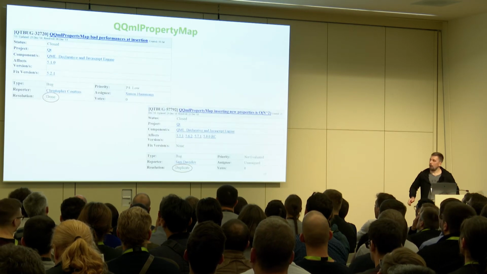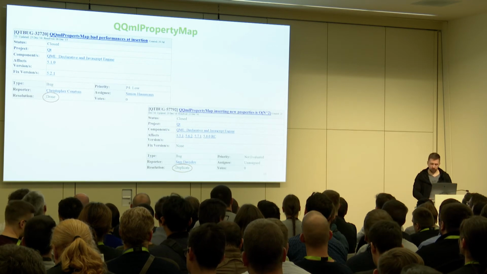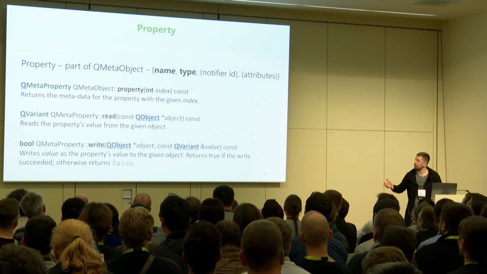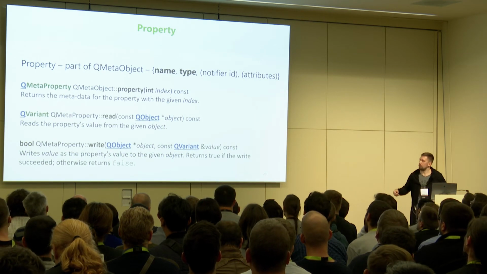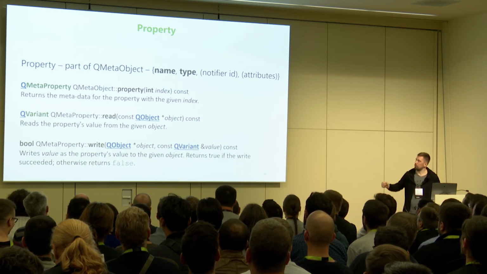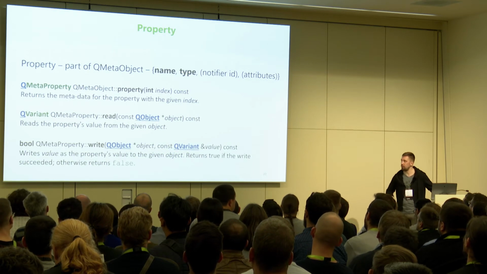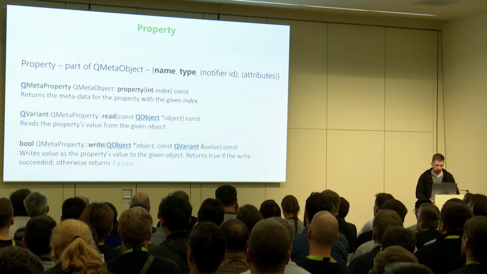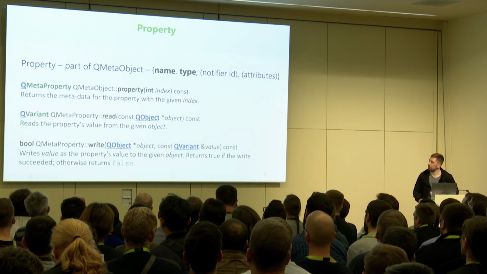Okay. We keep talking about properties, but what is a property exactly? A property itself is just a name and a type, and that's it. A property physically is a part of a table called QMetaObject. It consists of a mandatory name, a type, an optional notifier, and several other attributes. We have an API for a property. It's called QMetaProperty. You can obtain it from QMetaObject by index.